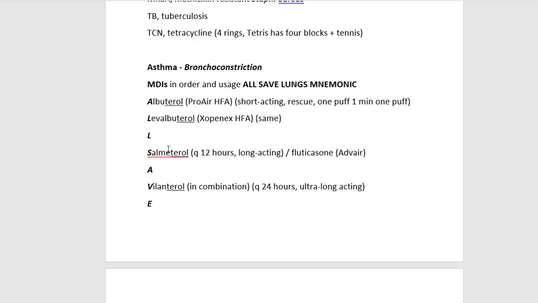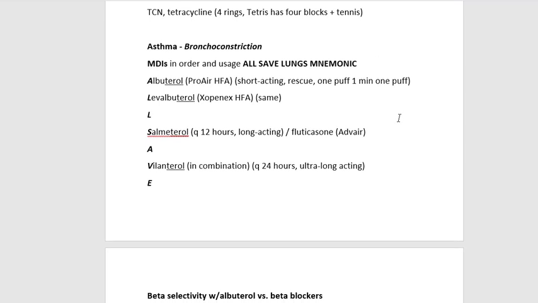We don't use salmeterol alone with asthma anymore. There was a trial that showed that the outcomes were actually poorer with it that way. Vilanterol, it's usually in combination in other medications, but Vilanterol is one of the newer every 24 hours ultra long acting, and this is for patient compliance.